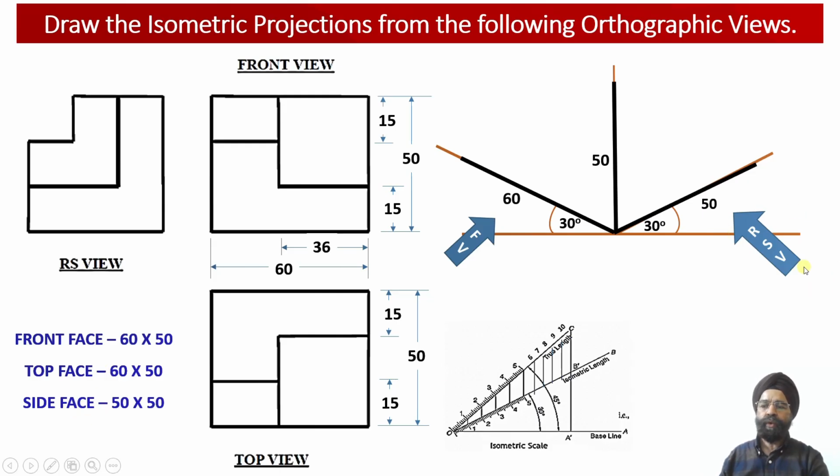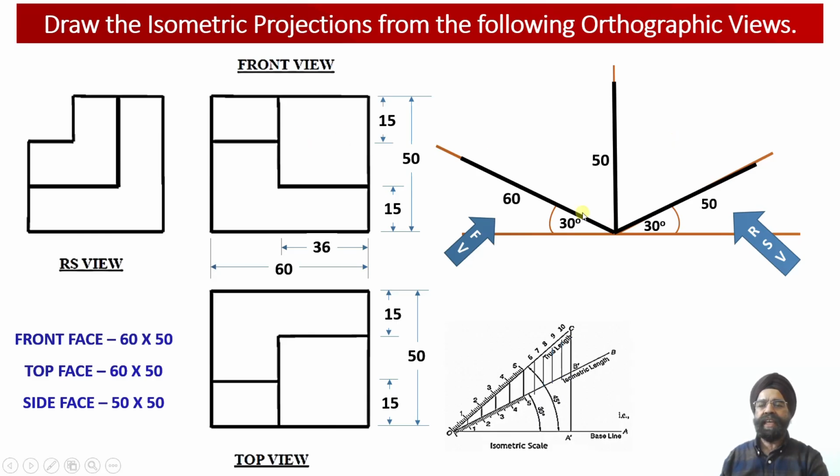Next we have got the side view face. Here we are going to observe the right hand side view face. Into the right hand side view face, we will be obtaining height equal to 50 millimeter and width equal to 50 millimeter. That is alongside the YZ plane. We are going to obtain the right hand side view projection into the 3D isometric projection.